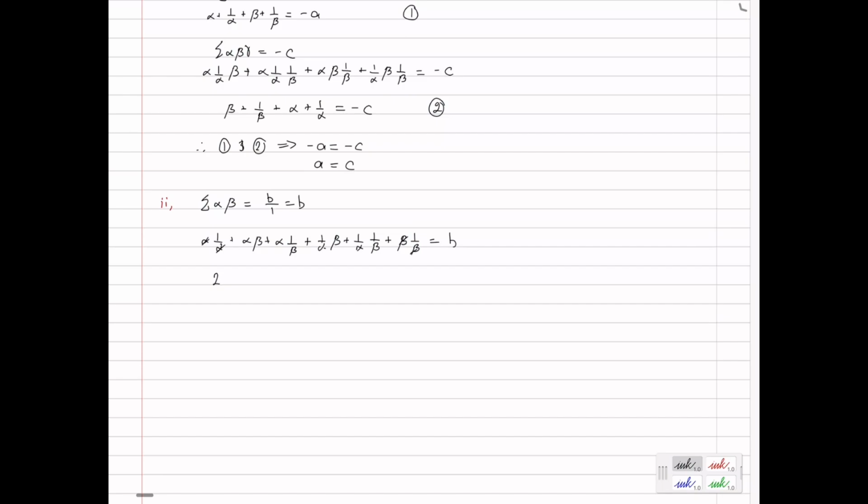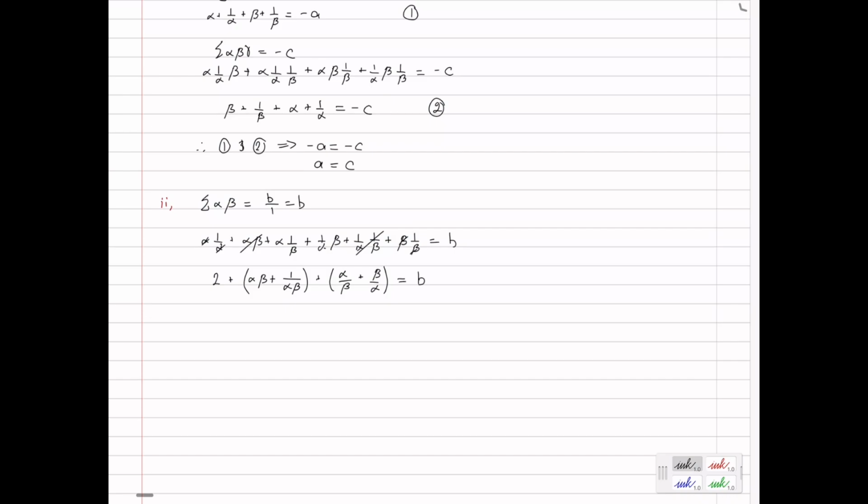Here I have alpha beta in the second term, and in the second last term I have 1 on alpha beta. So let's group those two together. Alpha beta plus 1 on alpha beta. So that's that term there and that term there. And then the two middle terms are going to be alpha divided by beta plus beta divided by alpha equal to b.